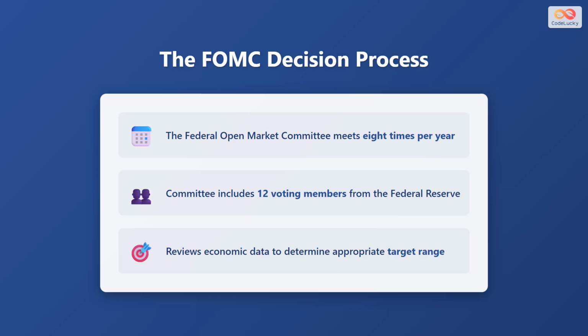Rate decisions are made by the Federal Open Market Committee, or FOMC. This committee meets 8 times per year, roughly every 6 weeks, to review economic conditions. The committee includes 12 voting members from various branches of the Federal Reserve System. During these meetings, they analyze extensive economic data including employment figures, inflation rates, GDP growth, and other indicators. Based on this analysis, they determine whether to raise, lower, or maintain the current target range for the federal funds rate.